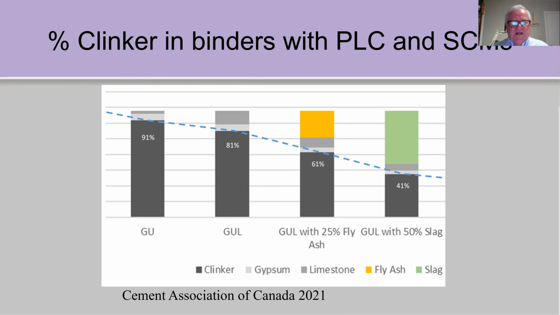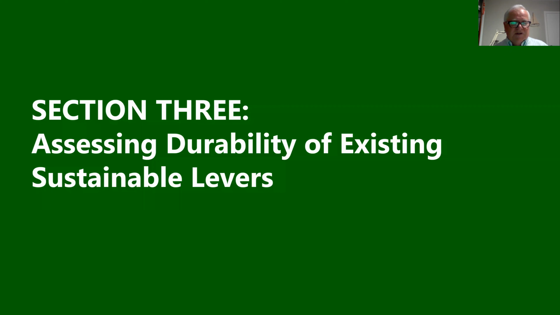Now, this is just some data showing if you take straight Portland cement, 91% clinker in this example, make the 15% limestone cement, GUL, we get down to 81%. We can add 25% fly ash, we're down to 61%. If we put 50% slag replacement instead of the fly ash, we can get down to a clinker content of about 41% of the original. And that means we're reducing the CO2 emissions by about the same values.